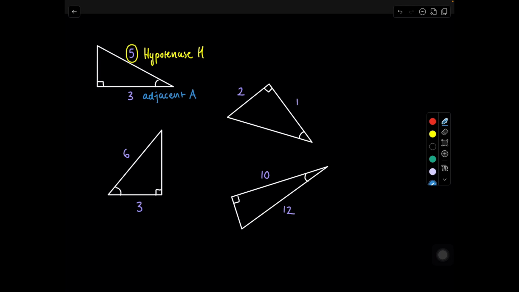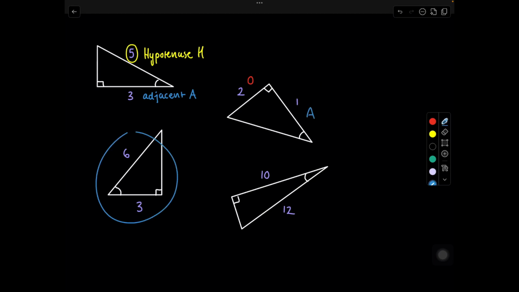Now going on to the next one, this triangle here, let's look at our little angle again. This length is directly opposite of that. So this is called opposite. I can just write an O. And then looking at the 1, that's next to this little angle. So that's called our adjacent.